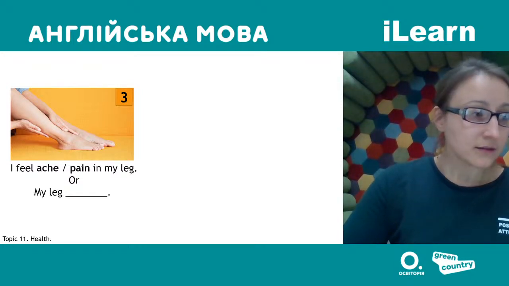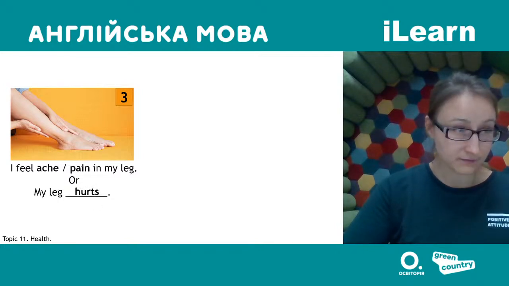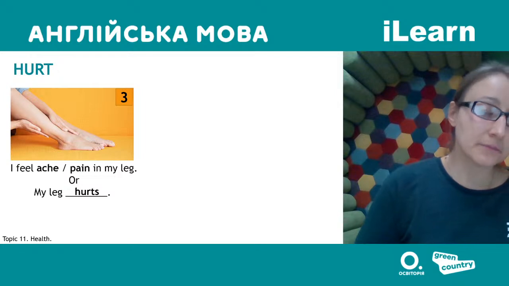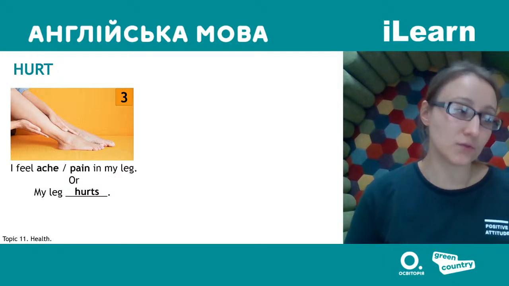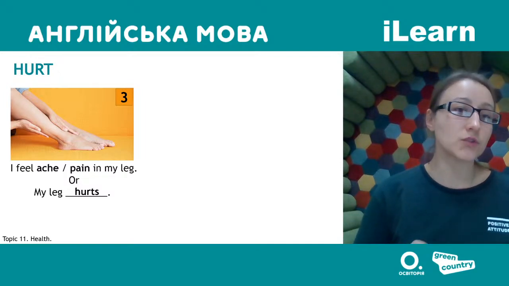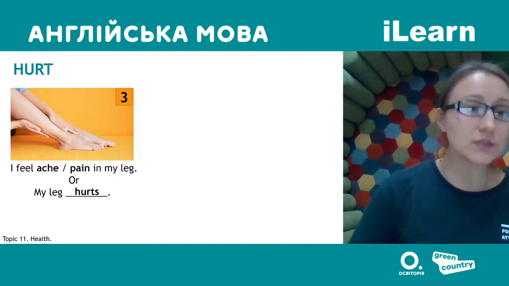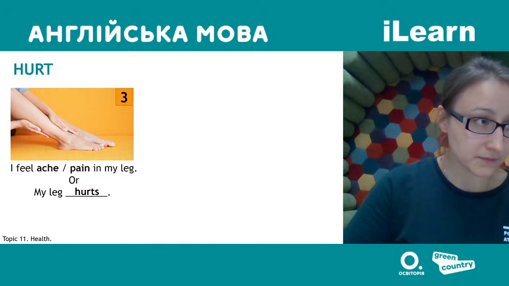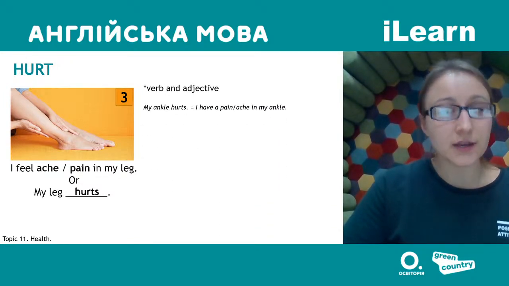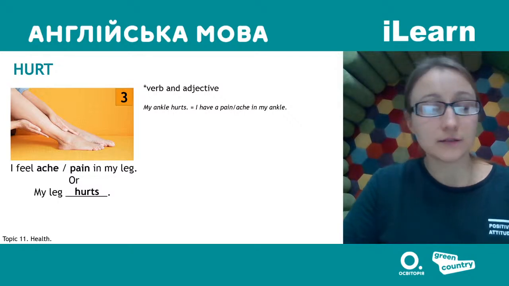My leg hurts. So, on the contrary, if we talk about ache and pain, they are used as nouns. Вони використовуються як іменники. But when we talk about hurt, it's mostly used as a verb. Yes? For example, my ankle hurts. I have an ache in my ankle.